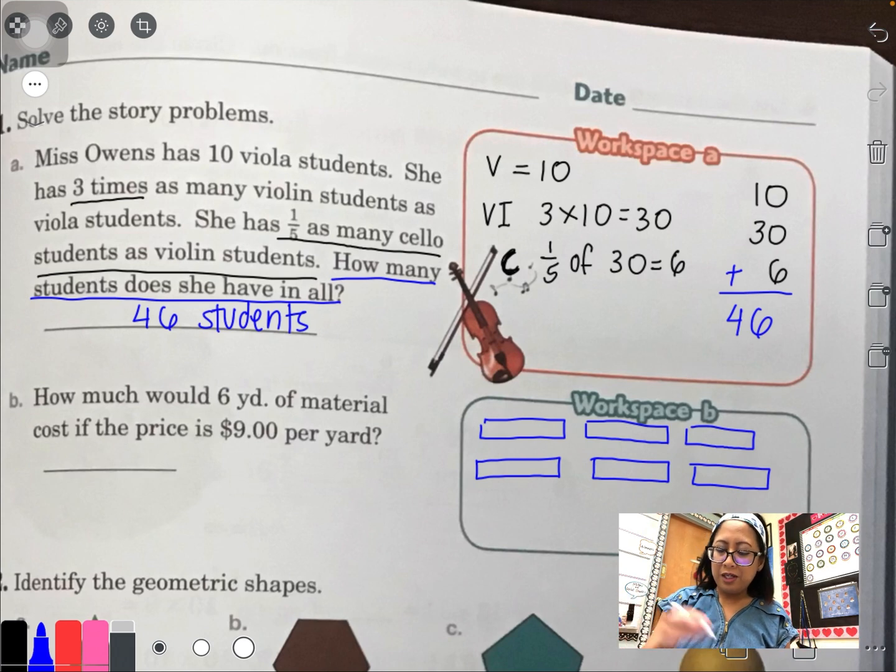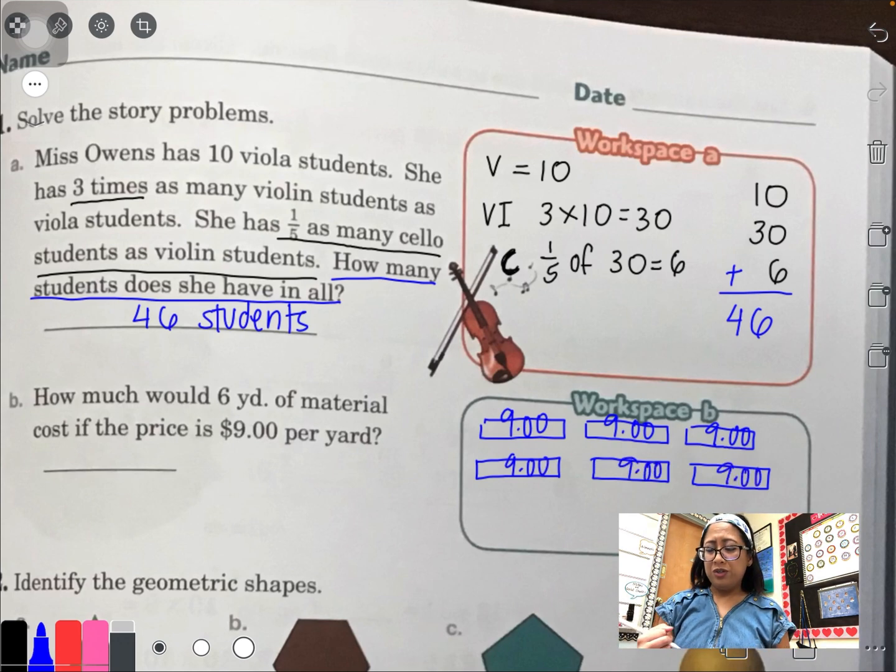Now, each yard is $9. So, wow, I know that's expensive, but it must be really good wood. And plus, you don't want thin wood. You want strong, sturdy wood. So here, I've got to figure out how much it's going to cost overall. I can do 9 plus 9 plus 9. I can do that 6 times. So I hope you heard the clue there. I can do it 6 times.